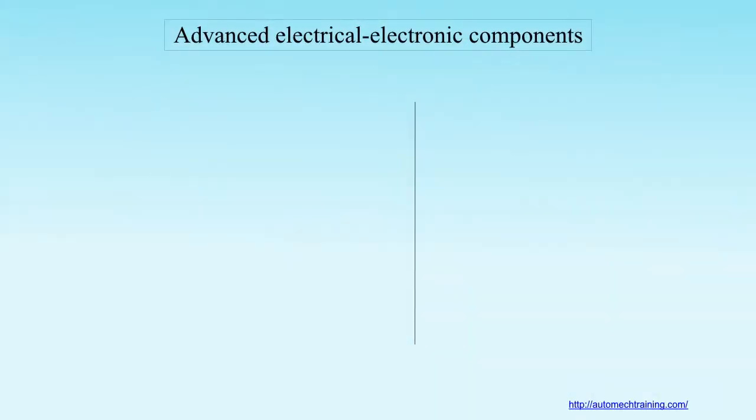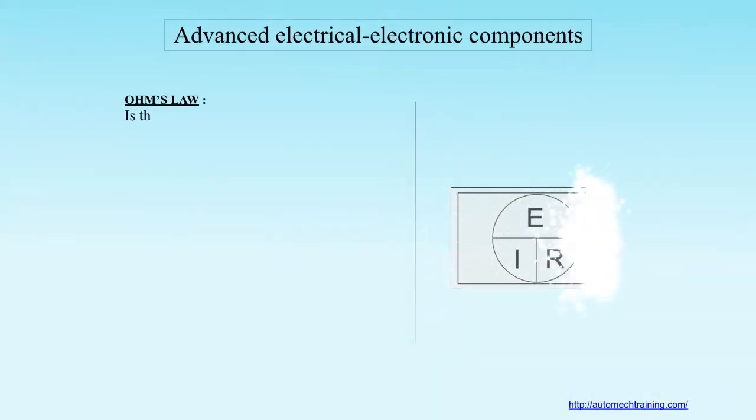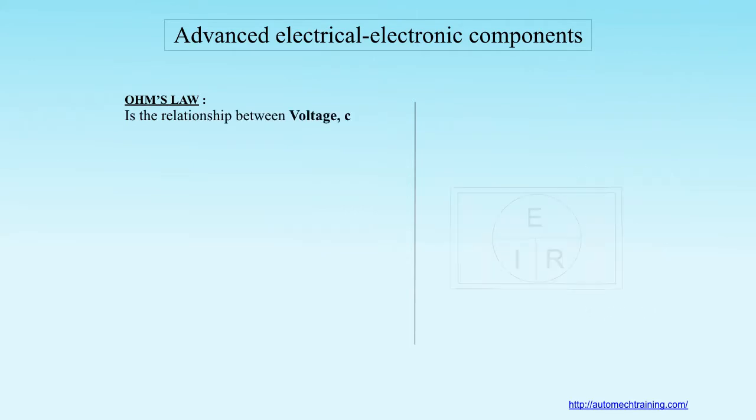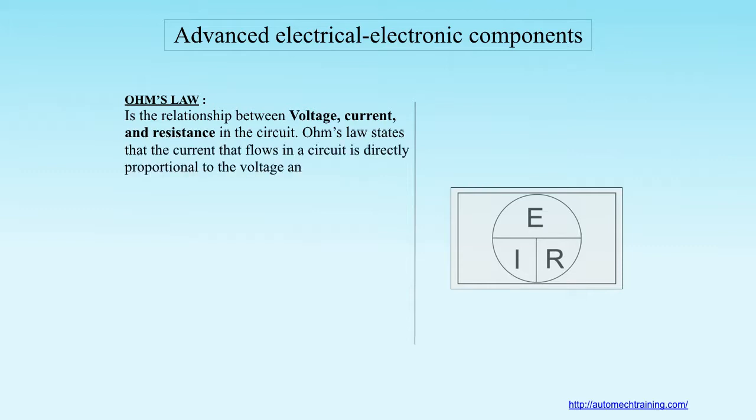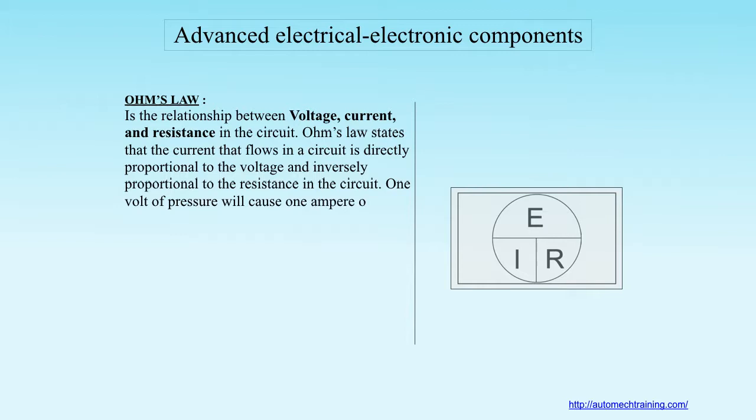Ohm's law is the relationship between voltage, current, and resistance in the circuit. Ohm's law states that the current that flows in a circuit is directly proportional to the voltage and inversely proportional to the resistance in the circuit. 1 volt of pressure will cause 1 ampere of current to flow in a circuit with a resistance of 1 ohm.